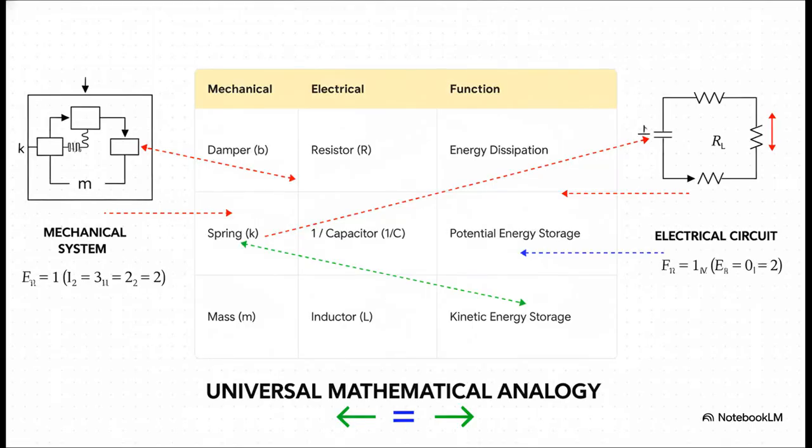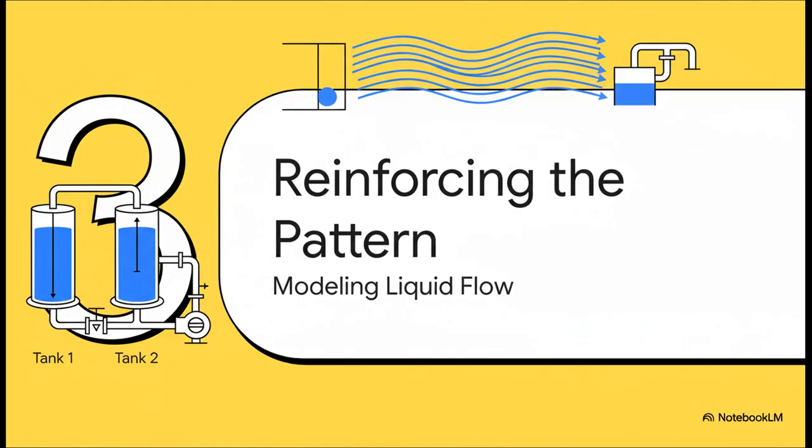And this is the moment it all clicks into place. This is the big reveal. Just look at this. The damper in the truck, the part that dissipates energy, it's the mathematical twin of the resistor in the circuit. The spring storing potential energy, that's the capacitor. The truck's mass, which stores kinetic energy, that's the inductor. It's literally the same system, just wearing different clothes. Okay, that's pretty mind-blowing, right?